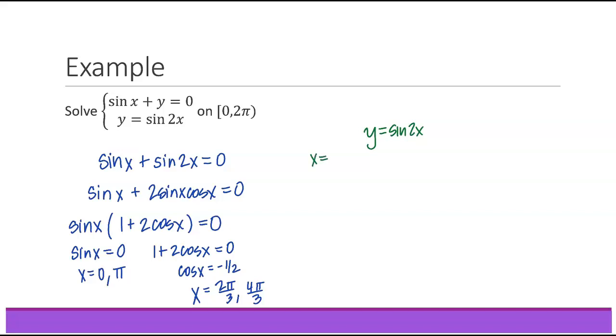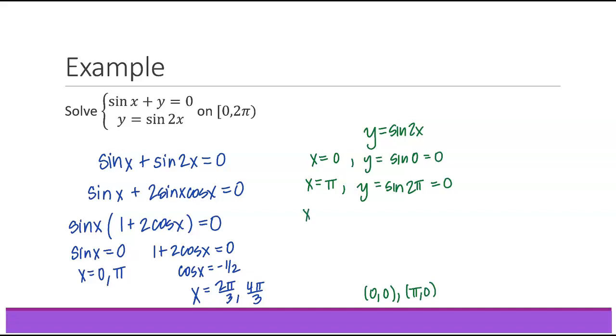We're going to have to plug in each of the x values that we found. So if I plug in x equals 0, I would get y equals sine of 0, which is just 0. So we have one coordinate point. I'm going to start to list them down here. 0, 0 is one point of intersection. If I plug in x equals pi, I'll get y equals sine of 2 times pi, which is sine of 0, which is 0 again. So we have the coordinate point pi, 0.